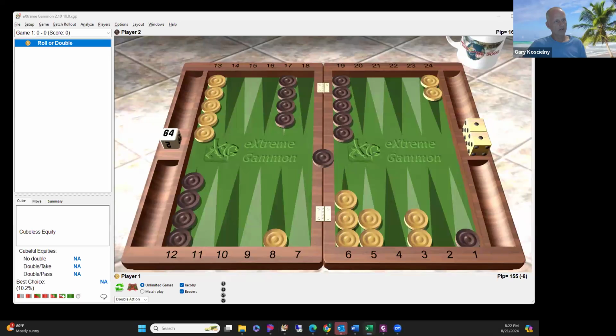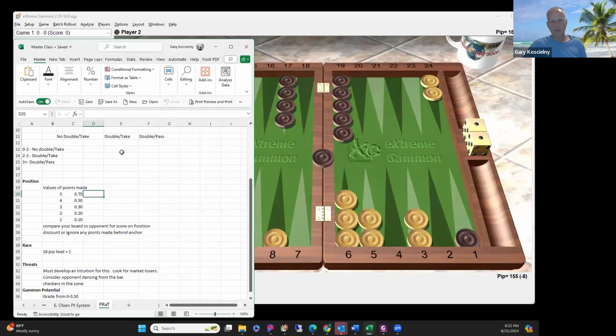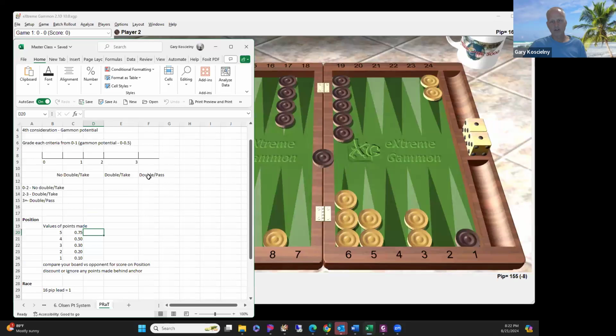Okay, I just want to go back to the other crash system, the pressure system, which I'll put up here. I don't want to go too much in depth because we've already gone over it, and I just wanted to compare it. I happen to like it a little bit better. I think it provides a different perspective. But again, we're looking at position, race, threats, and gamma potential.